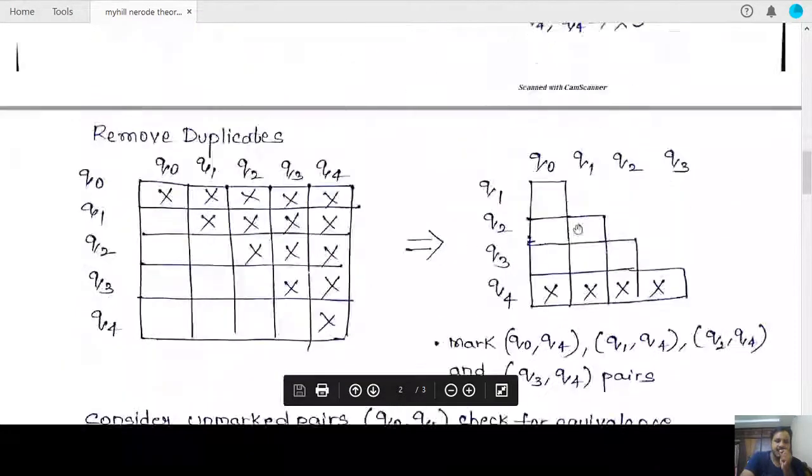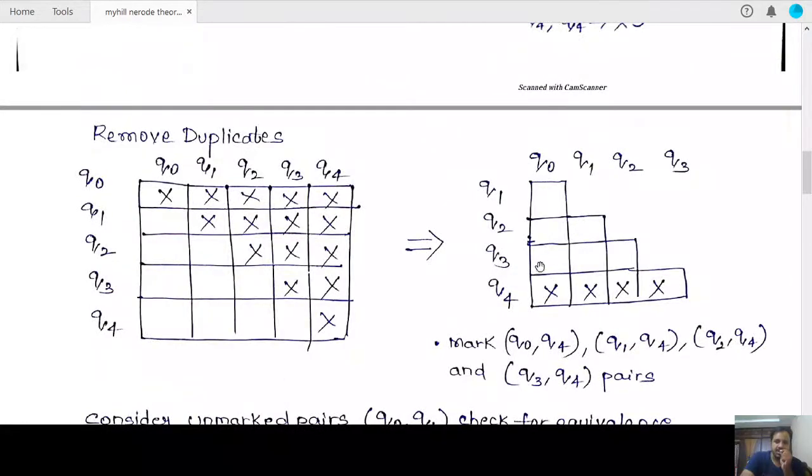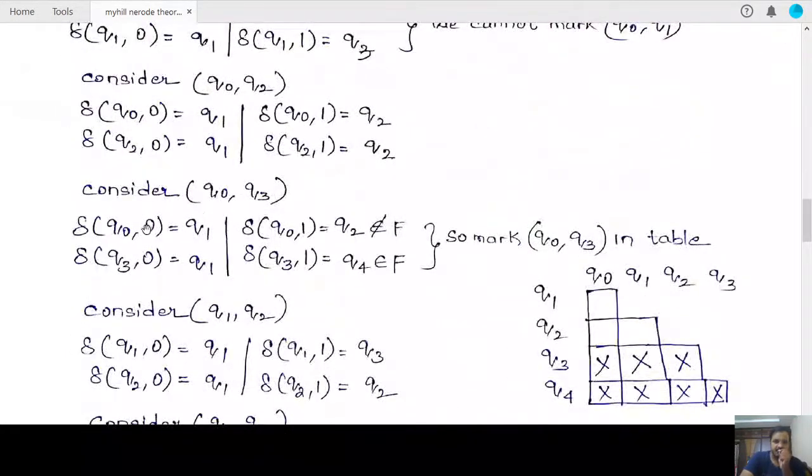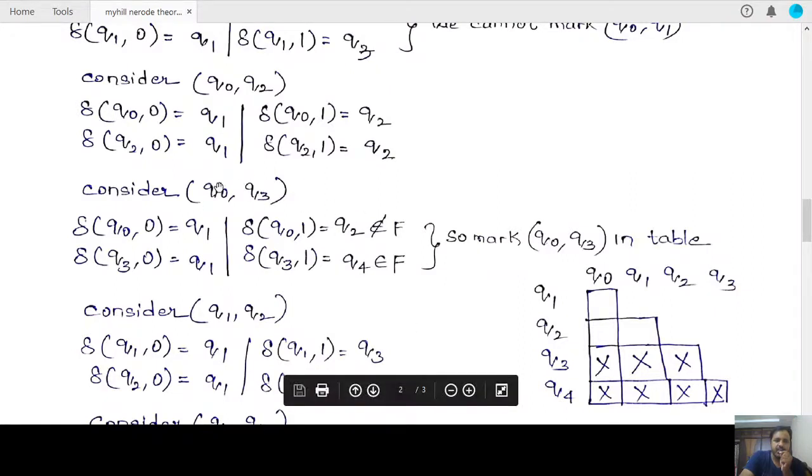So we are considering the unmarked cell, that is Q0 Q3, right? So Q0 Q3, check it. Delta of Q0 comma 0 is Q1, delta of Q3 comma 0 is Q1, right? So we don't have a marking with Q1 Q1, so that's why we are checking another input. Delta of Q0 comma 1 gives Q2, delta of Q3 comma 1 gives Q4. So here you could see Q2 does not belong to the final states, Q4 belongs to the final states, right? So here you could say that Q0 Q3 are not equivalent, right? So we have to mark Q0 Q3 in the table, right?